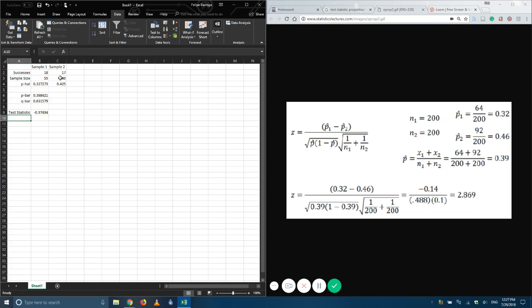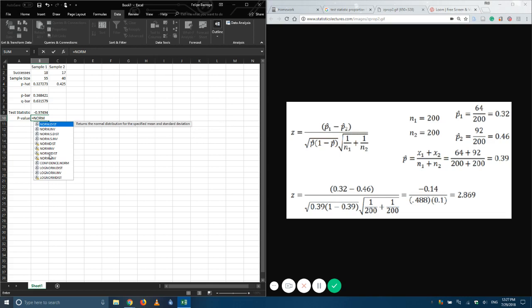Then to find the p-value, it's going to be the same as what we've been doing before. The only difference is this is proportions. So proportions are population information. So for this, we're going to be using the norm.inverse. Oh, I'm sorry, not norm.inverse, norm.dist, sorry.